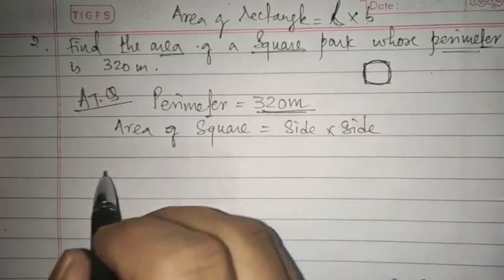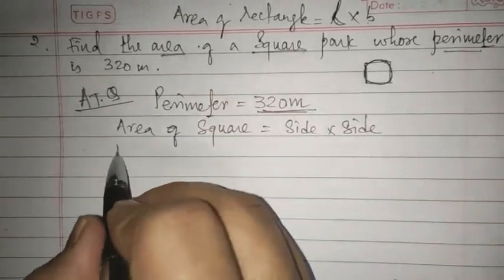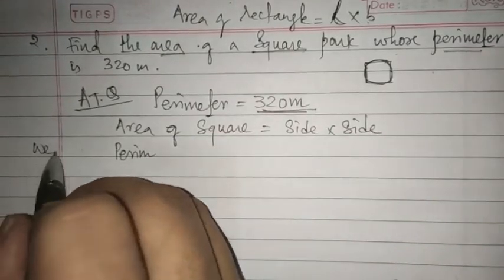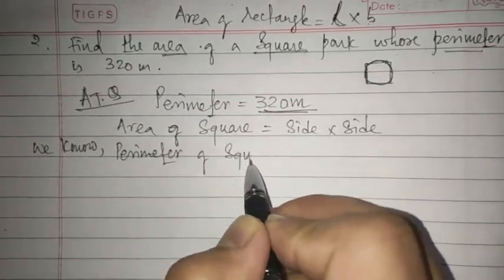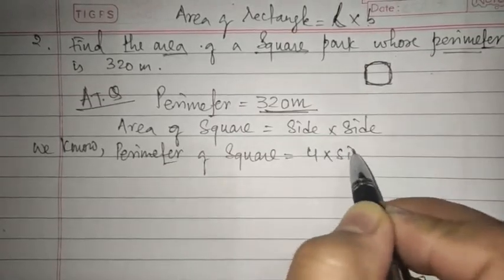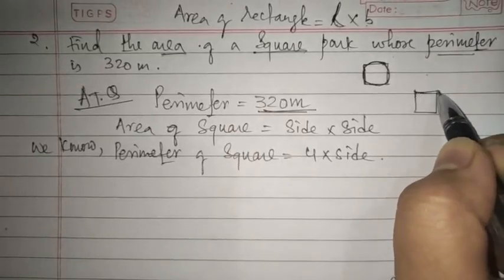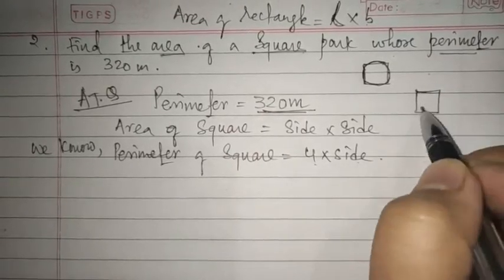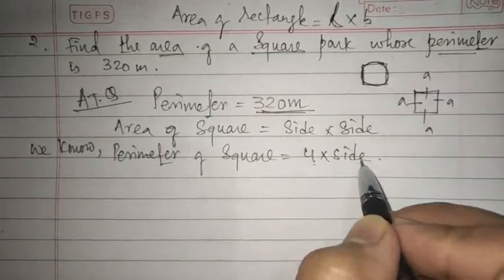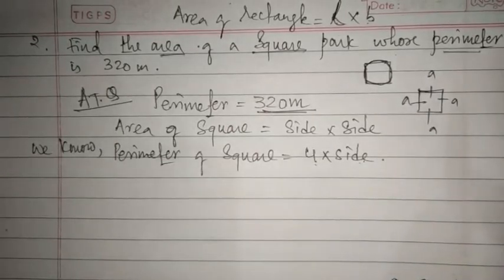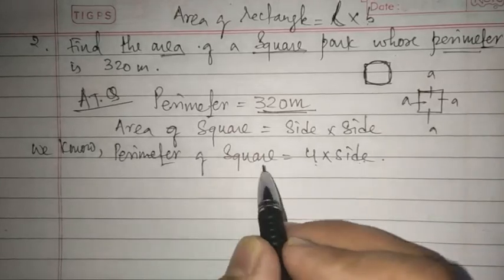Okay, so whatever is given in the question, using that you have to find. So we know that the perimeter of a square is equal to 4 into side. So in a square, if you have to find the perimeter, this is the formula, 4 into side. Why? Because all the 4 sides are equal. This is A, this is A, this is A, this is A. So that's why 4 into side. But in a rectangle, the perimeter formula is different: 2 into length plus breadth. I hope you all know that. So perimeter of square is 4 into side.